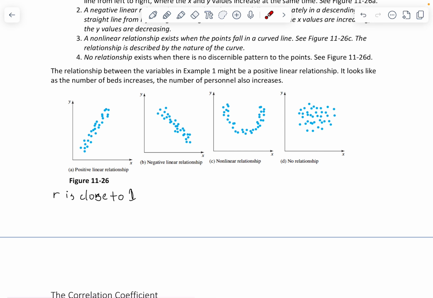B shows pretty much the same idea, except the slope is in a downward direction instead of an upward direction. So for this one, R is close to -1.